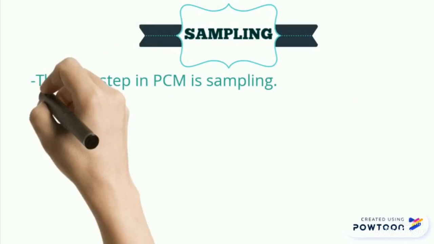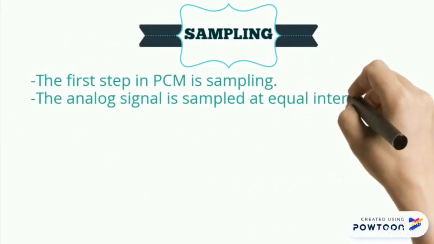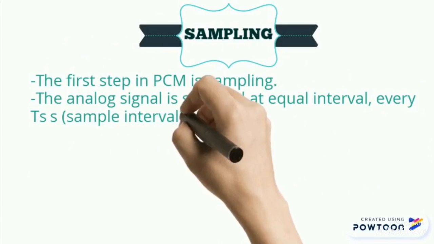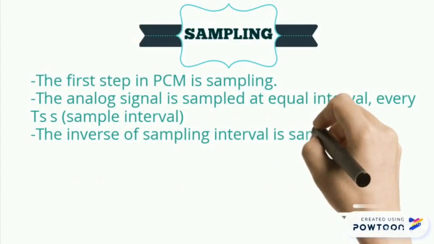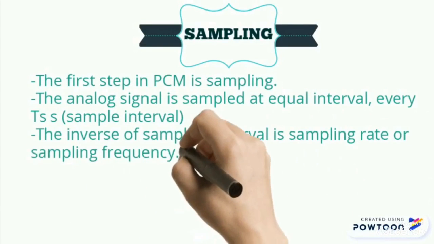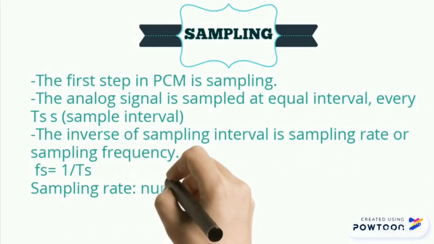First method is sampling. The first step in PCM is sampling. The analog signal is sampled at equal intervals, every Ts. The inverse of the sampling interval is the sampling rate or sampling frequency.